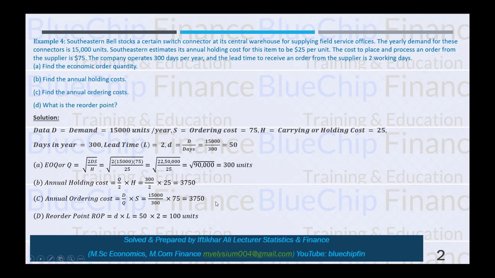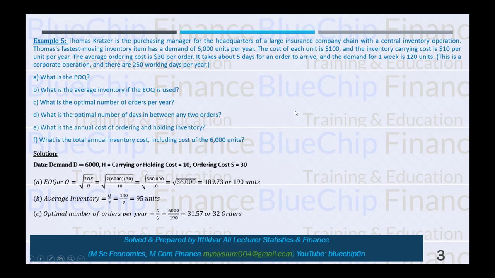Now we move to the next question, and that is also taken from your book. Thomas Kraser is the purchasing manager for the headquarters of a large insurance company chain with a central inventory operation. Thomas's fastest moving inventory item has a demand of 6,000 units per year. So your D is 6,000.